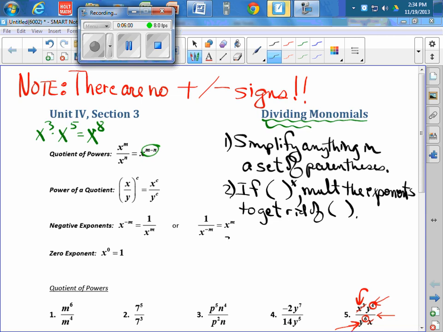Step number 3. Move any term that has a negative exponent.